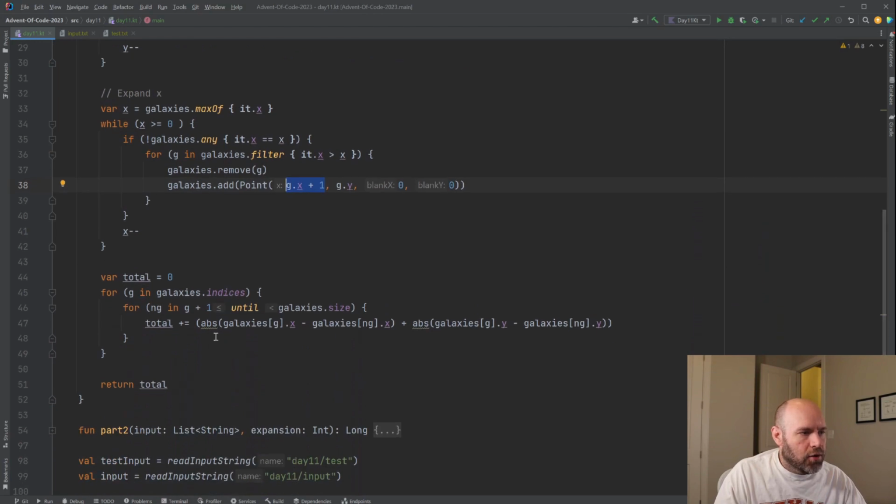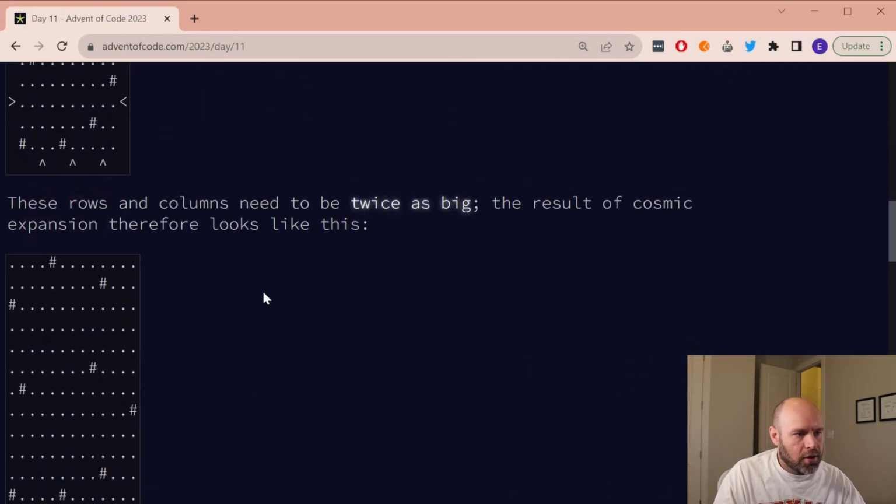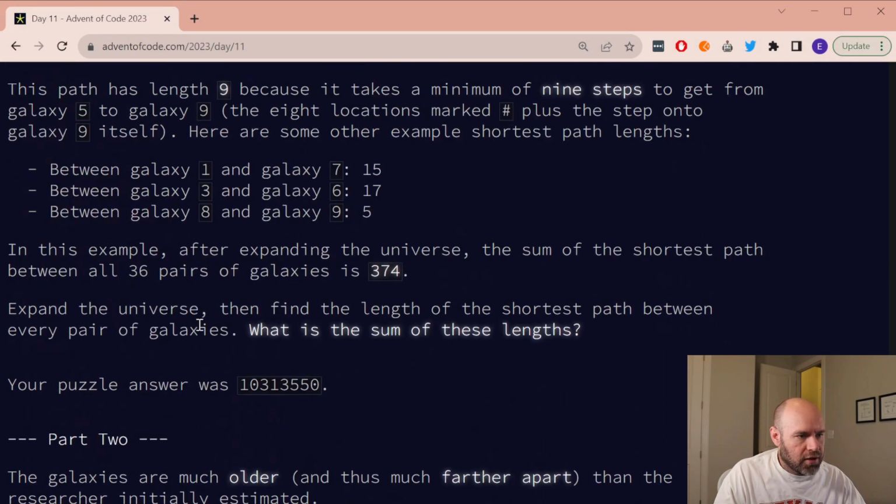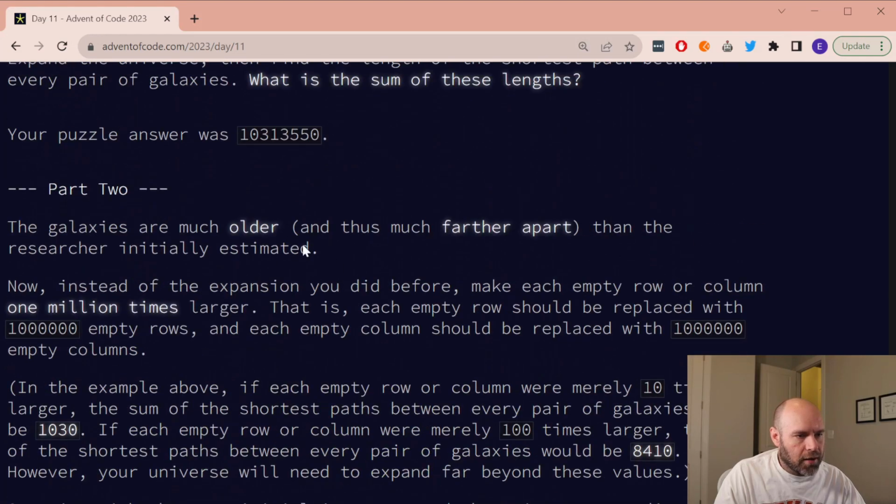At which point our total is just going to be the Manhattan distance. So the absolute value of either X minus the other X, and absolute value of either Y minus the other Y. Cool, easy enough. So part 2, the trick is basically just that the number of expansions can be more than 1.